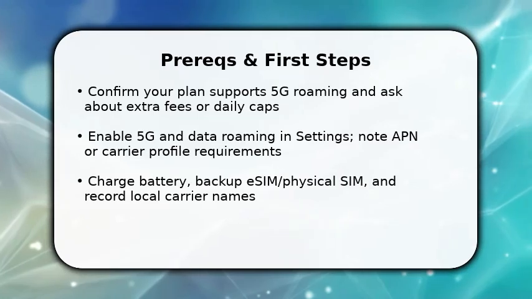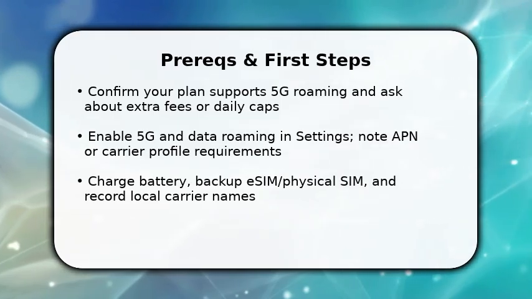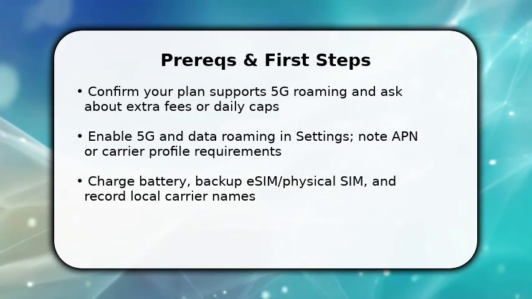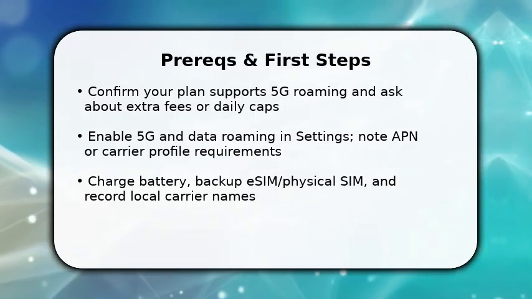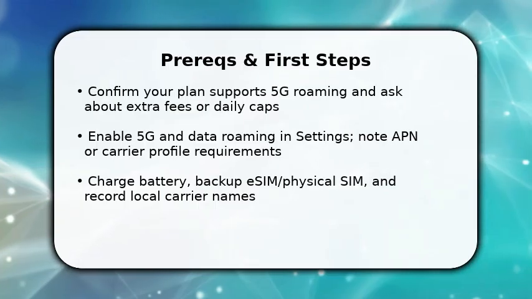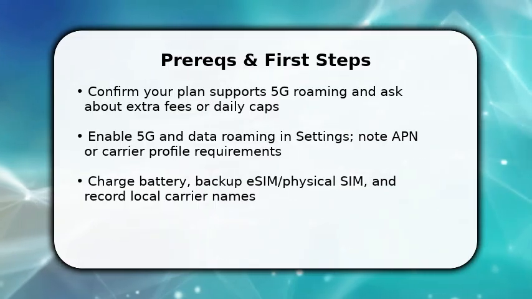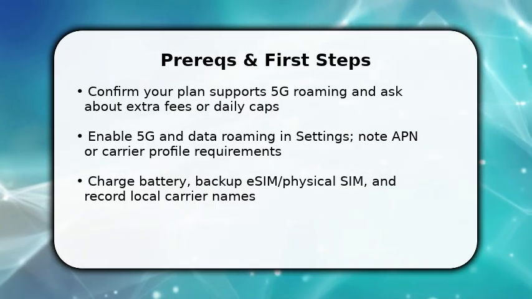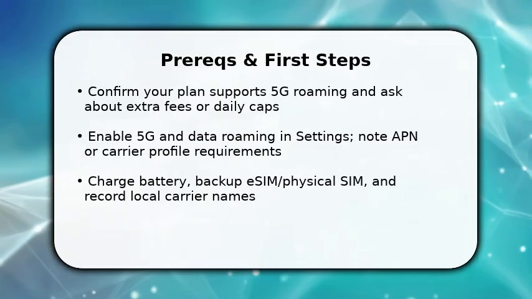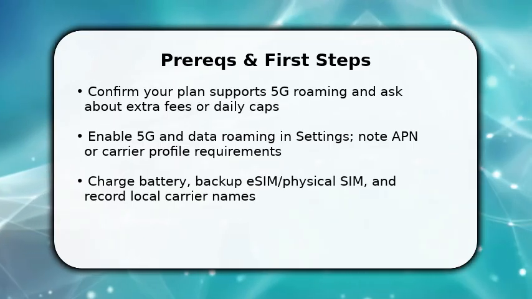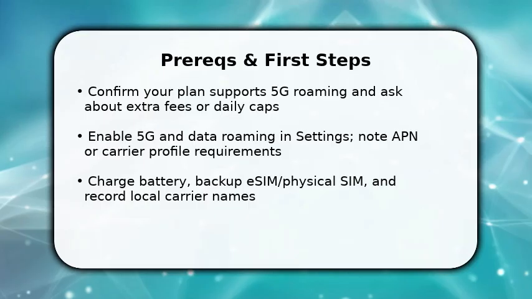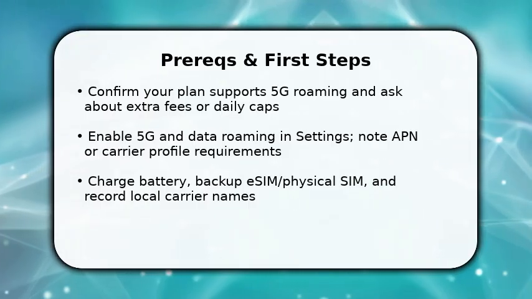Enjoy the video. You'll start by verifying prerequisites. Check that your home plan explicitly permits 5G while roaming and ask about roaming fees. Next, enable both 5G and data roaming in your phone settings so the radio can connect. Make a note of the required APN or carrier profile if your carrier needs one. Also prepare a charged battery and a backup SIM or eSIM plan for the destination.